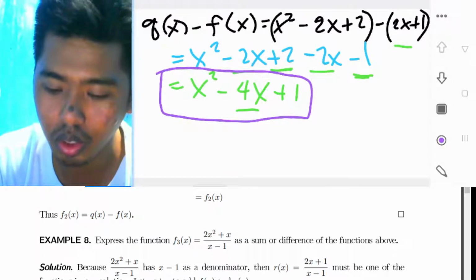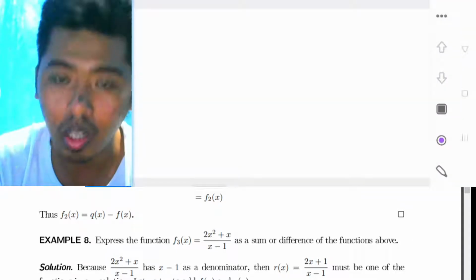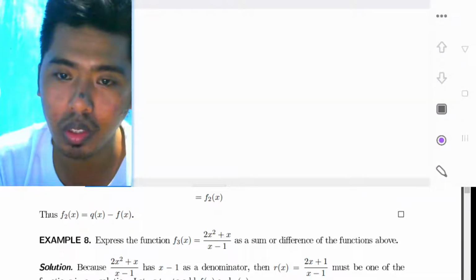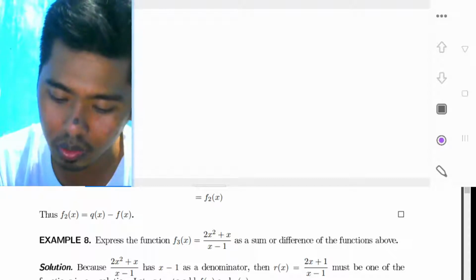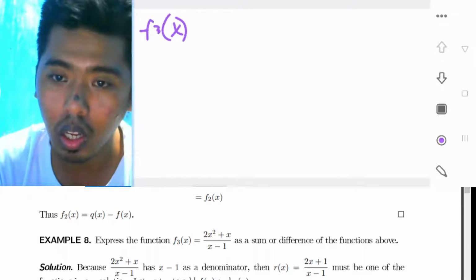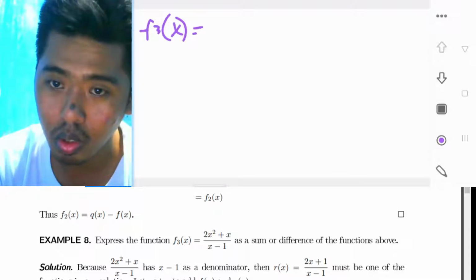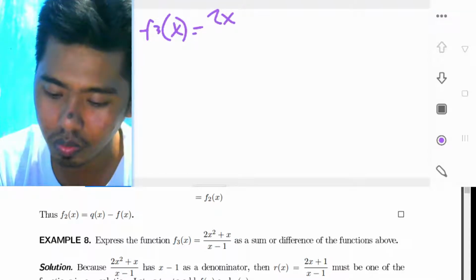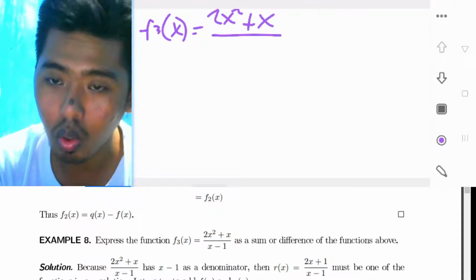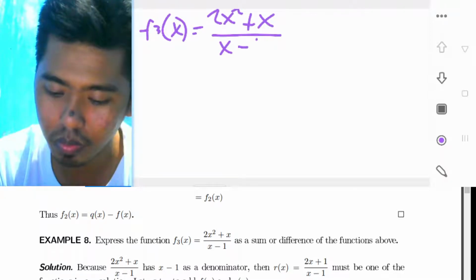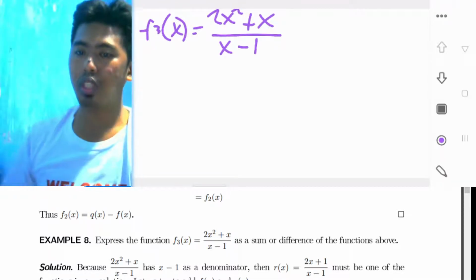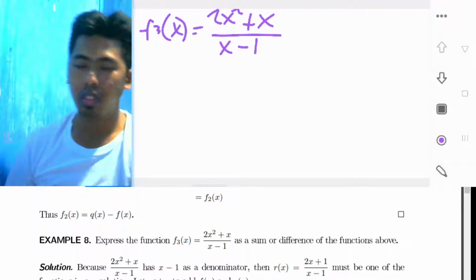Express the function f sub 3 of x, so this is f sub 3 of x equal to 2x squared plus x all over x minus 1, as a sum or difference of the functions above.